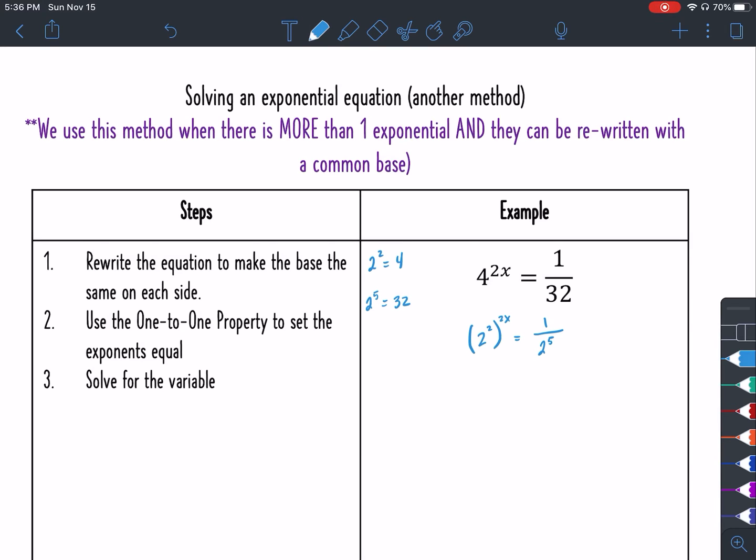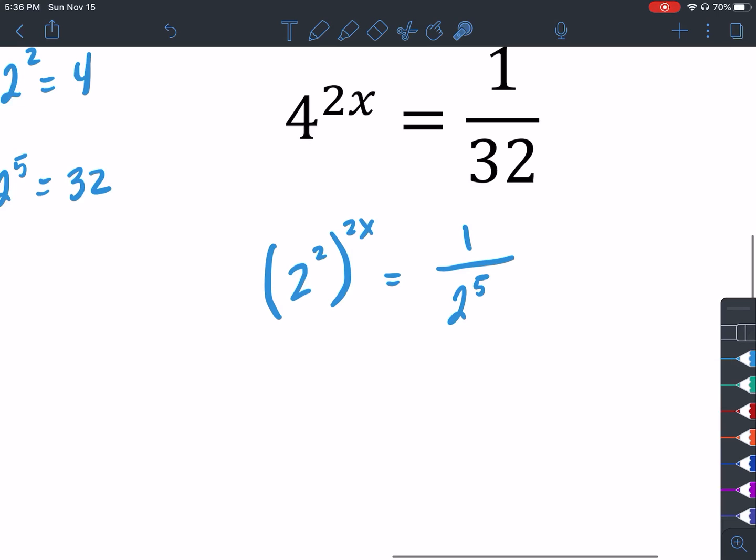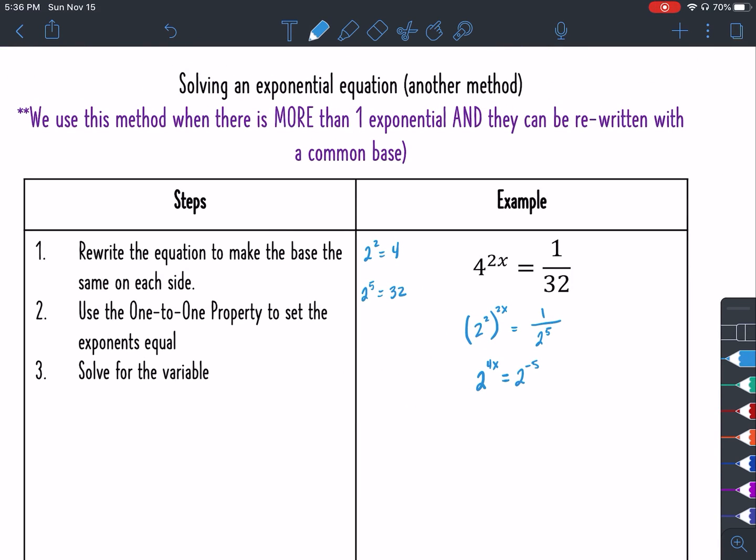Before we can get to part 2, there should actually be a little sub-step there that says go ahead and use your properties of exponents to simplify both sides. So here are my properties of exponents. I know that if I'm raising a power to a power, we're going to multiply there. So these can be rewritten as 2 to the 4x. And on this side, because this is in the denominator, that means this exponent is actually negative. So I'm going to rewrite this as 2 to the negative 5. Now we've really completed step 1.